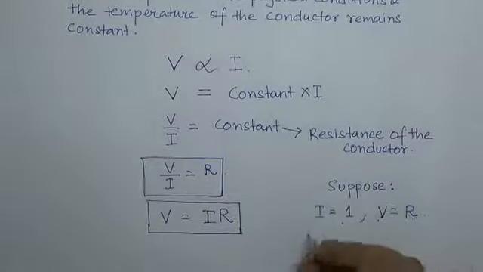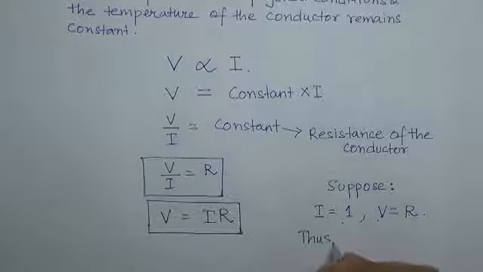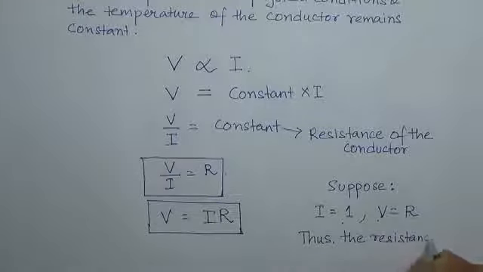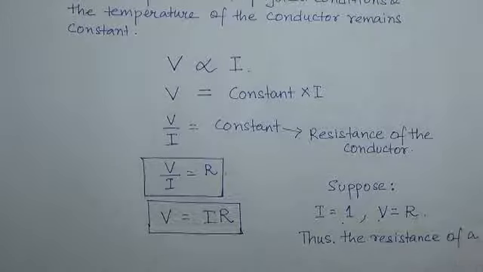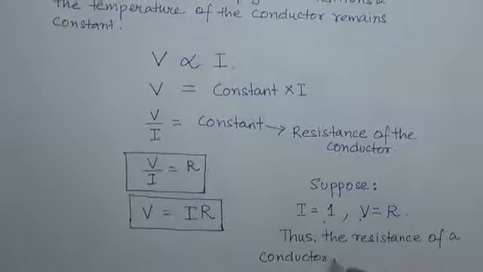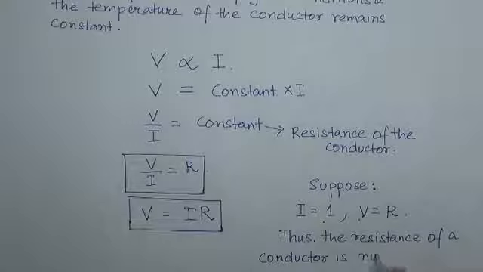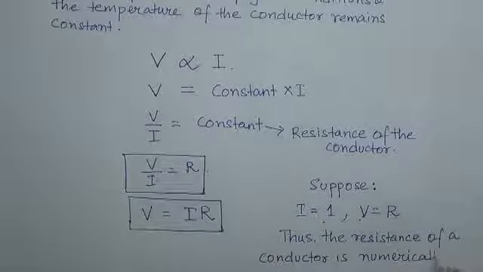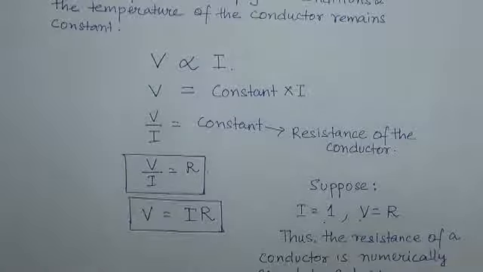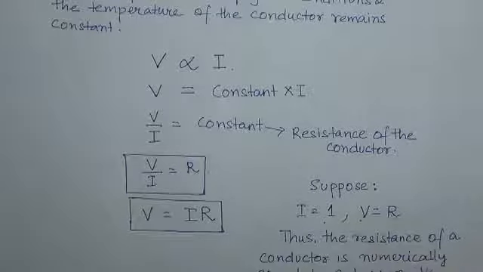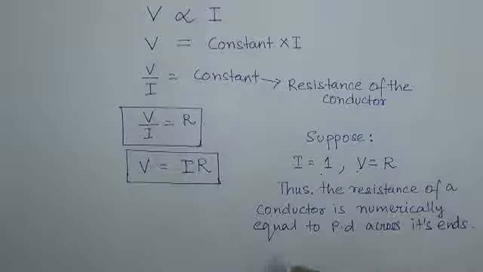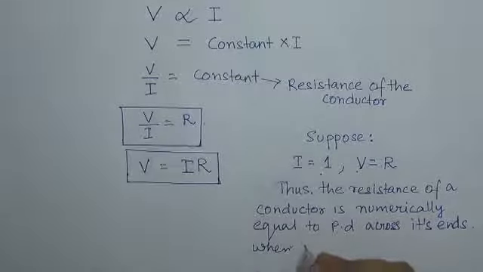Okay, so let us write that statement. Thus what we can say, thus the resistance of a conductor is numerically equal to potential difference across its ends when unit current flows through it.